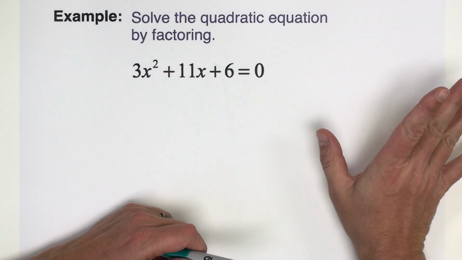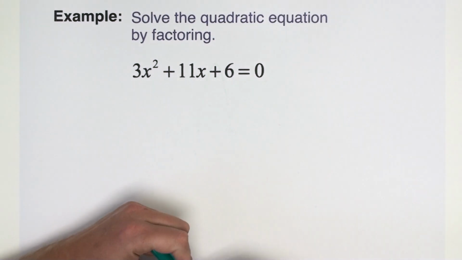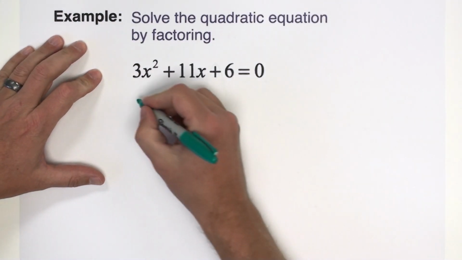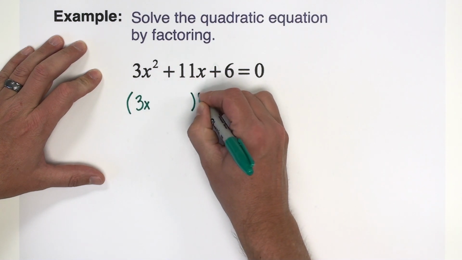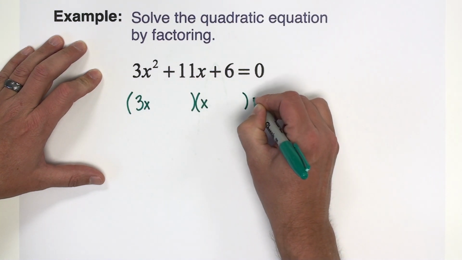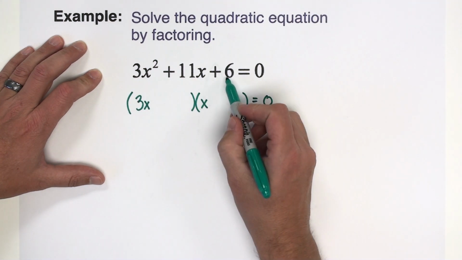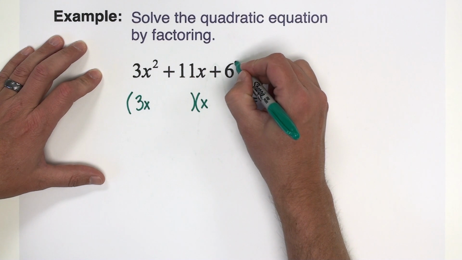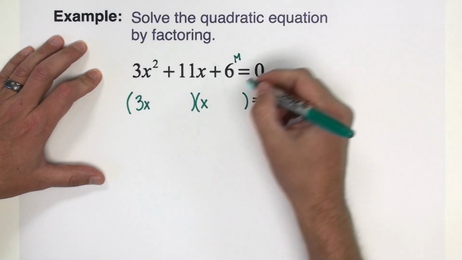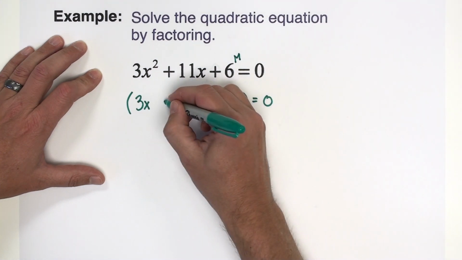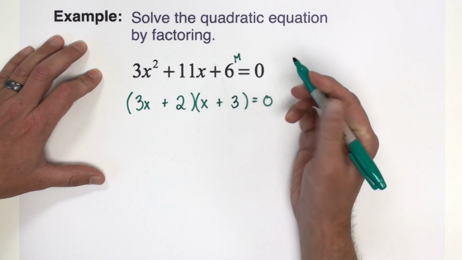Okay, final example problem where we're actually going to solve an equation. 3x squared plus 11x plus 6 equals 0. I'm going to start my factors with 3x times x, as I'm trying to get 3x squared. And now we need to multiply to 6. And I think to multiply to 6, I'm going to use 3 times 2. And I'm going to have to put the 2 into this spot and the 3 into that spot.